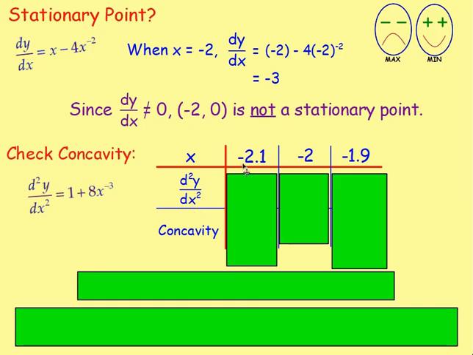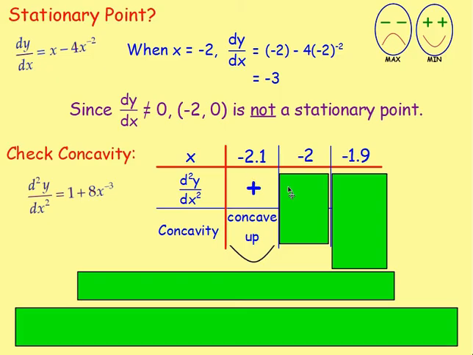So if you sub in negative 2.1 into 1 plus 8x to the power of negative 3, you end up getting a positive value. Because it's a positive value, the gradient is going to be increasing. And when it's increasing, it's going to be concave up. So you can see here, the gradient is increasing.